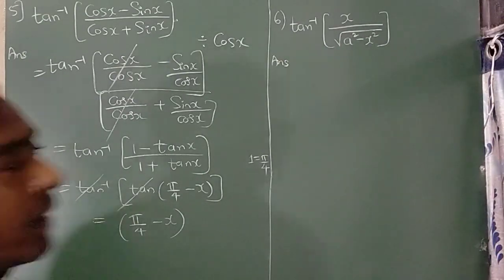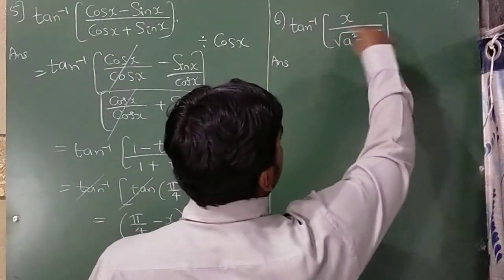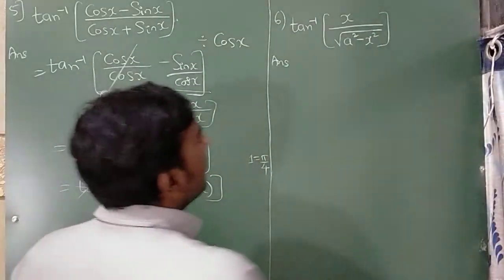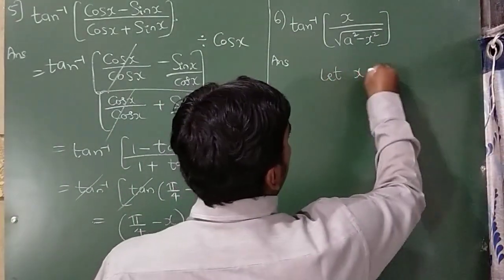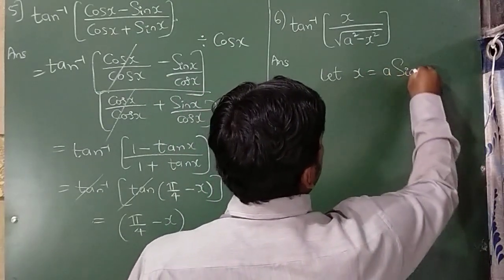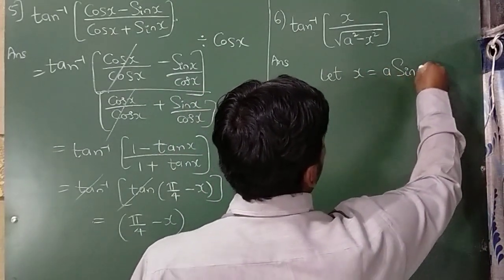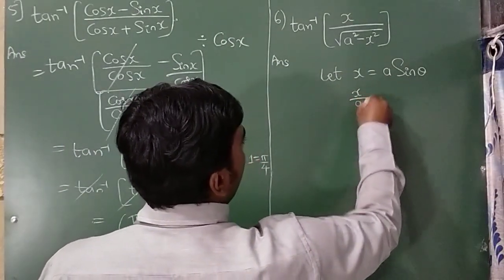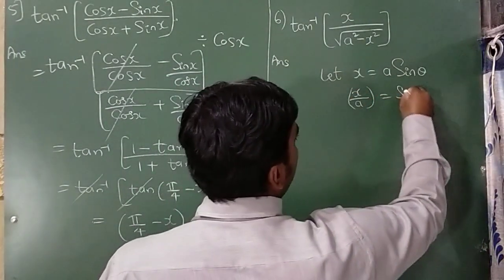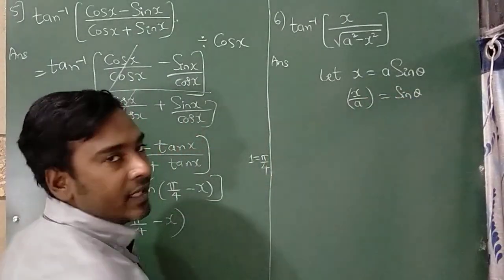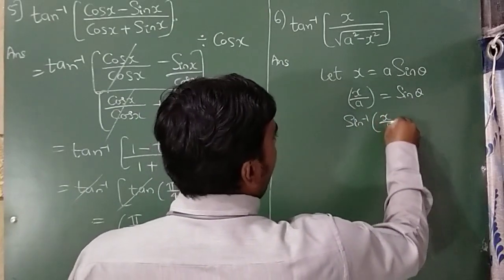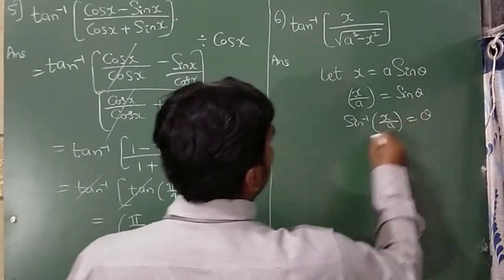Now next, sixth one. Tan inverse of x divided by square root of a square minus x square. So let x is equal to a sine theta. Now take this a on the LHS, so it will come in the denominator part. Now further what I can do? Take the sine on the left hand side. So it will become sine inverse of x upon a is equal to theta.